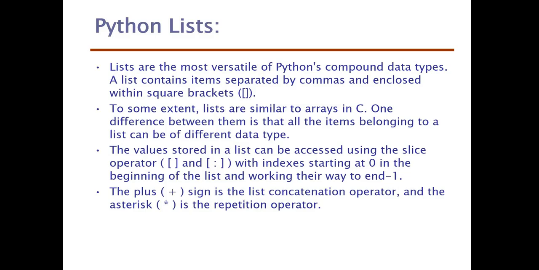The values stored in a list can be accessed using the slice operator, known as single slice and double slice, with the indexes starting at 0 at the beginning of the list and working their way to the end, -1. The plus sign is the concatenation operator and the asterisk sign is the repetition operator.